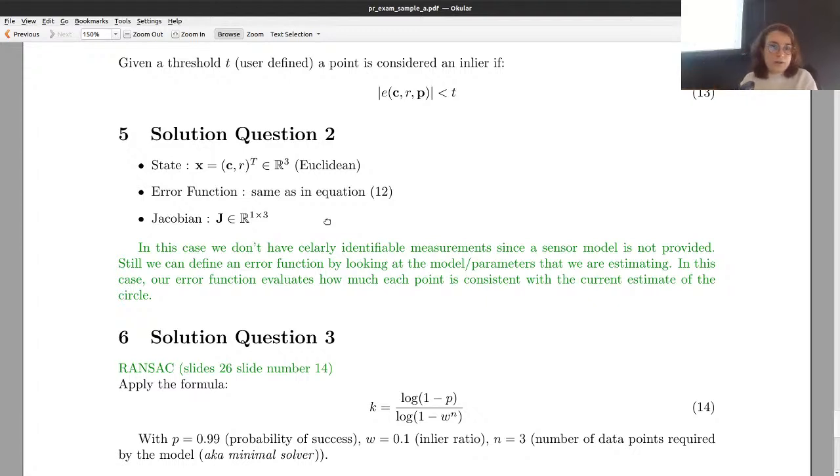I repeat the question. Sorry, I didn't repeat it from the beginning. The question was, for question 2, is it enough to write down these things here, the state, the error function, and the Jacobian. The answer is, once you have done this, if you do not have time, you can move to the next exercise. Otherwise, you could sketch the algorithm of least squares and comment further on this. But in principle, once you have done this, you can move to the rest of your work and then eventually go back to sketch the algorithm and some more details.